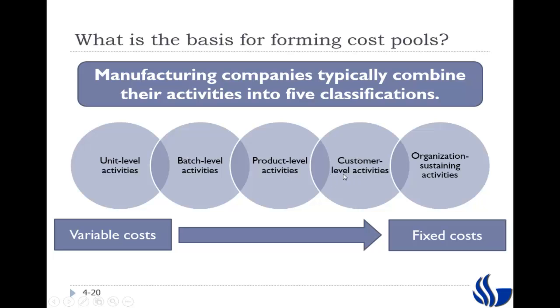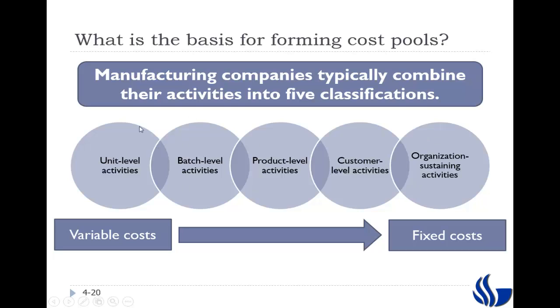And then you've got customer level activities, which are correlated with the number and types of customers you have. So if you have 1,000 customers, then your order processing costs will probably be a lot higher than if you have just 1 customer. If you have customers that are nearby, then the shipping costs will probably be a lot less than customers who are very far away. So these costs vary with the type and number of customers. Anyway, this is called the cost hierarchy in activity-based costing.